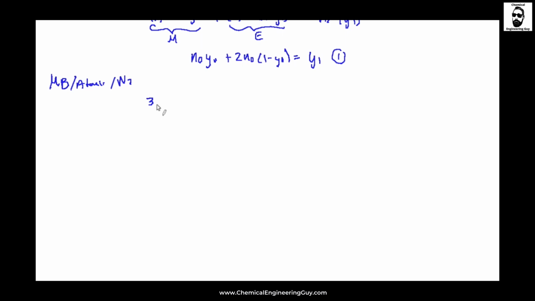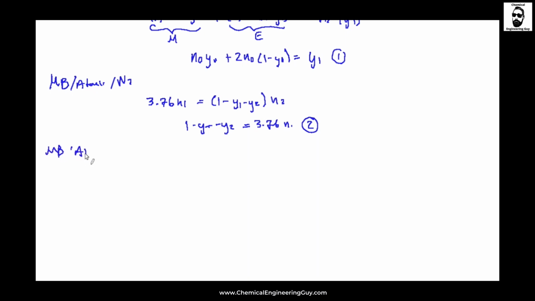3.76 times N1, which is the inlet of the nitrogen, equals the outlet, which is the mole fraction. We don't have it, but we can calculate it from this equation, times N2, which is 1. So 1 minus this value equals 3.76 N1. This is my second equation.